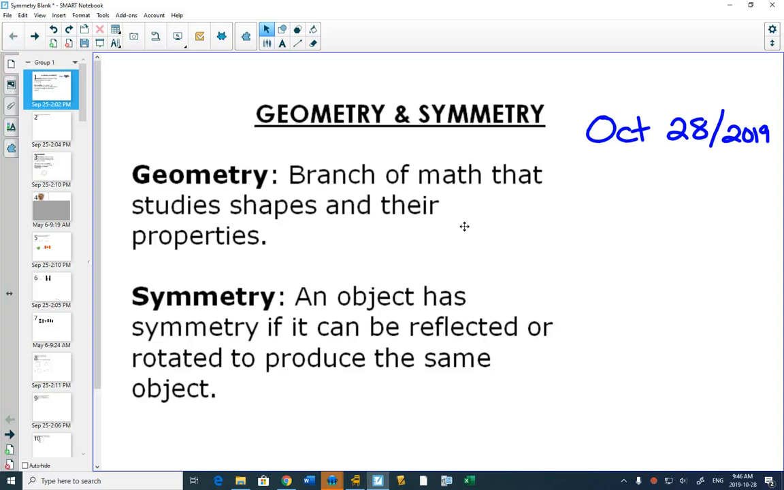It is October 28th. And if you take out your pen, or you might even want to take out a highlighter, we can highlight some important definitions.